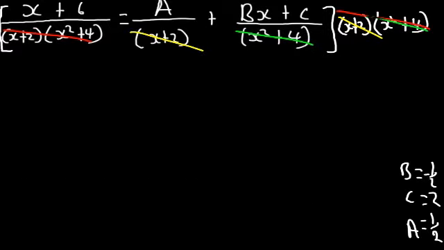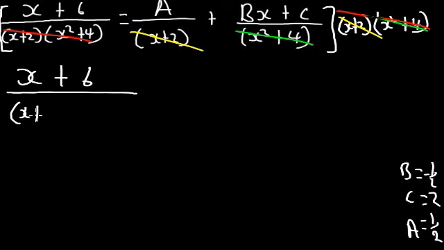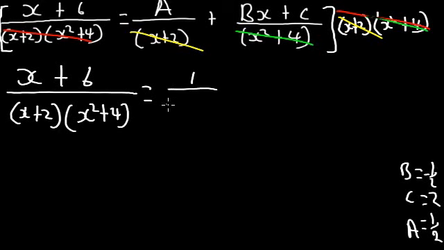We have everything we need to write the decomposition. So eventually, x plus 6 over x plus 2 multiplied by x squared plus 4 will result in a divided by x plus 2, and a is 1 by 2. I will just write it as 1 divided by 2 in the bracket of x plus 2.